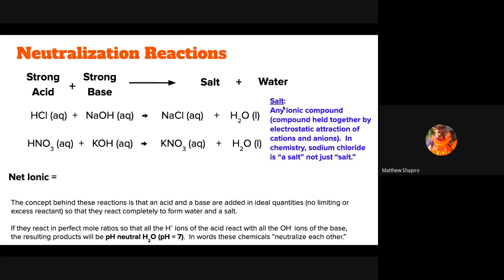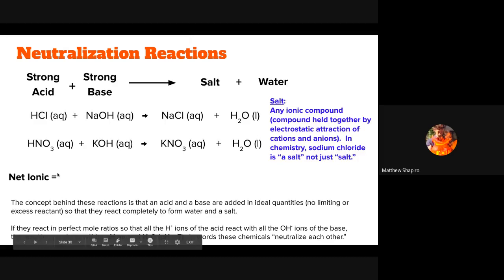So when you think of salt, maybe you think only of sodium chloride, but potassium nitrate is also a salt because it's an ionic compound. So you create a salt and water. An easy mnemonic: an acid and a base creates salt, remember, just a general ionic compound, and water.